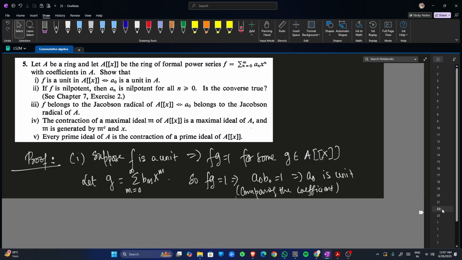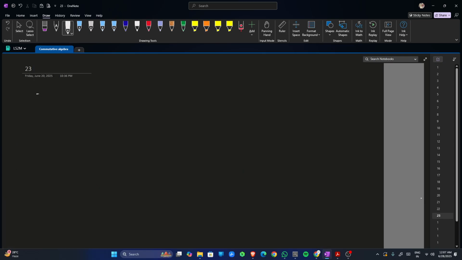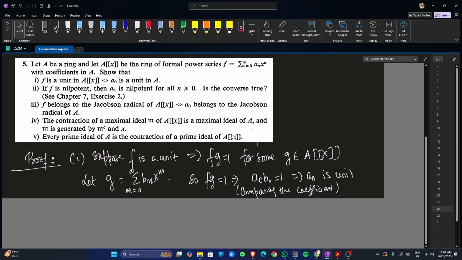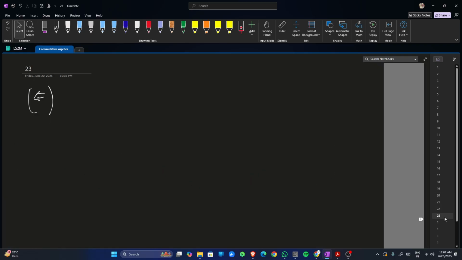Okay. So what about the other part? Suppose a0 is a unit and you want to construct a g such that fg equal to 1. How can you construct such a g?